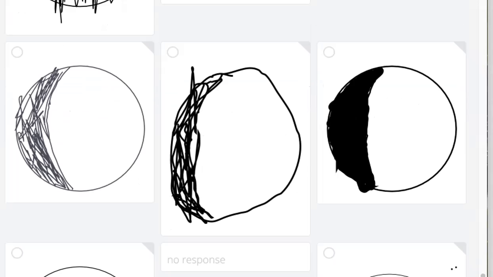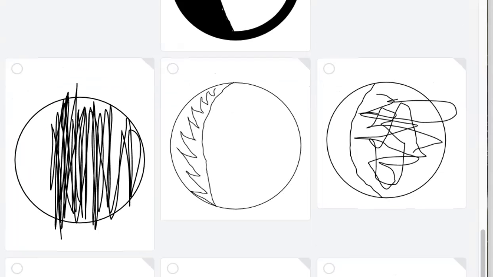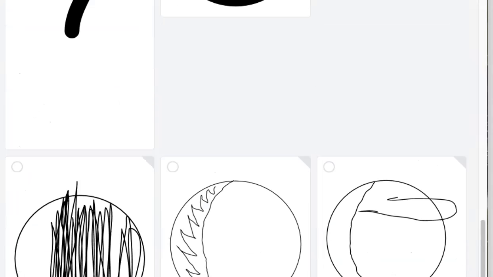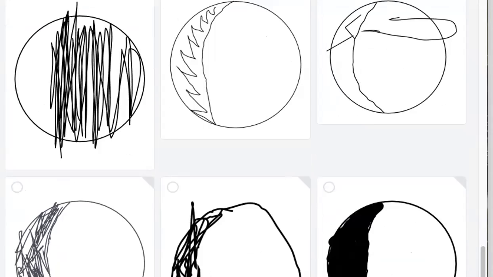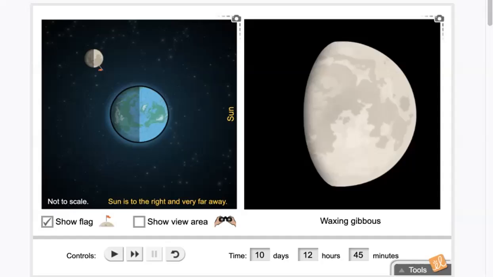Good. Be careful. This student did the opposite. You shaded in most of it and only gave us a little bit lit up. So we want to have it mostly lit up. We have most of it lit up, a little bit shaded for this one here. Okay, that's the gibbous. Let's go ahead and hit play again.